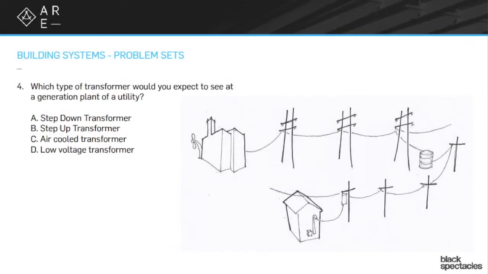All right, number four. Number four is starting to talk about electricity again. Which type of transformer would you expect to see at a generation plant of a utility? Step-down transformer, a step-up transformer, air-cooled transformer, low voltage transformer. Well, we can definitely take low voltage off the list.